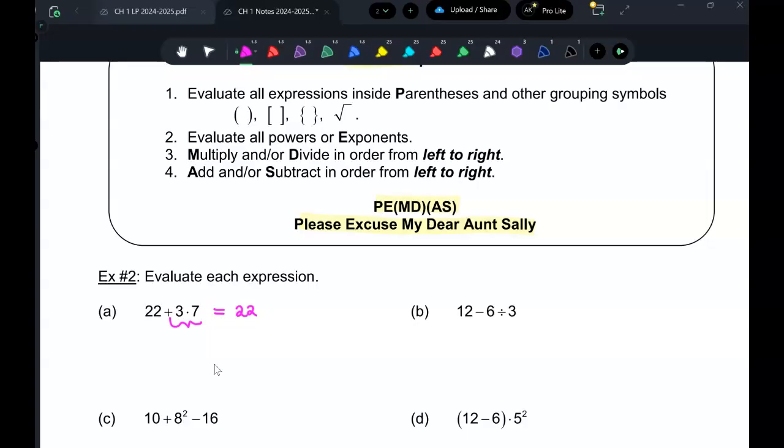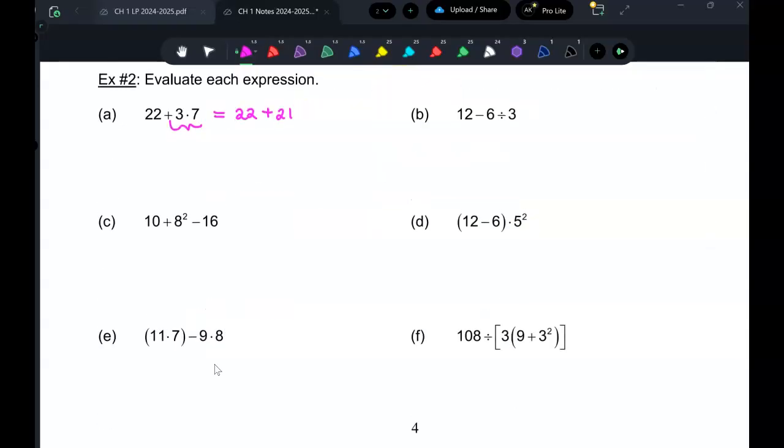3 times 7 is 21. Oh, sorry, I'm just showing my work. I was writing 22 plus 21. It's 43.